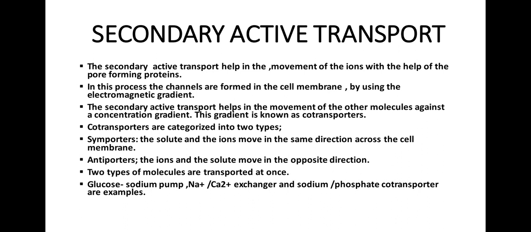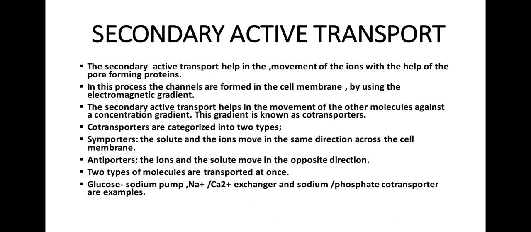In symporters, the solute and the ions move in the same direction across the cell membrane. In antiporters, the ions and the solute move in opposite directions. Two types of molecules are transported at once. The sodium glucose cotransporter, the Na+/Ca2+ exchanger, and the sodium phosphate co-transporter are examples. Then co-transport.